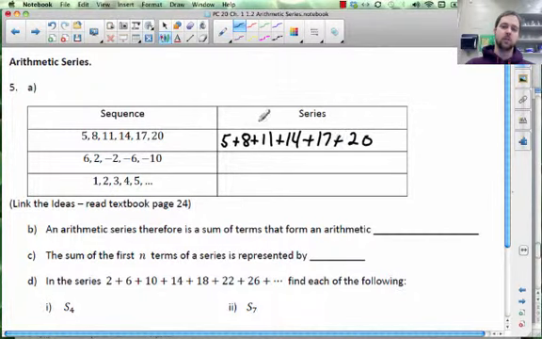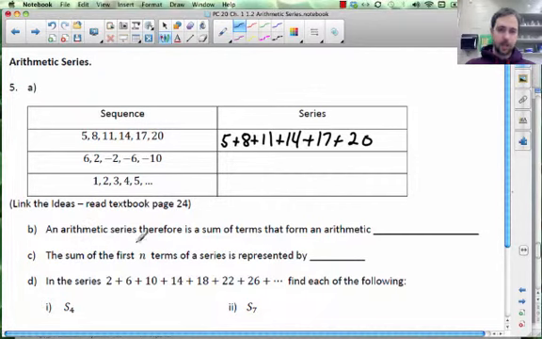I will leave it to you to write the sums of the next two here and turn them into a series and fill in the rest of your chart. And then I want you to link the ideas, so just read it on page 24 of your textbook. So hit pause, give it a read, and then come back.